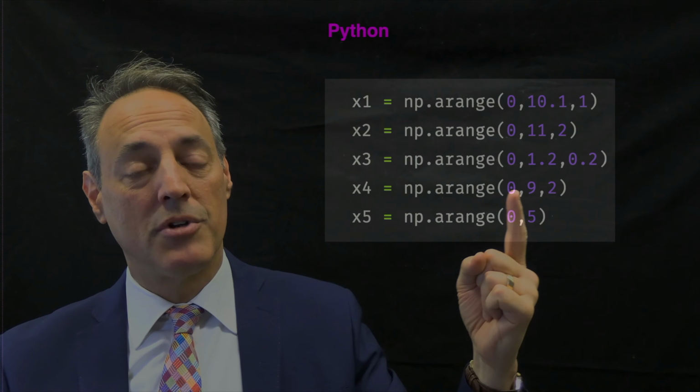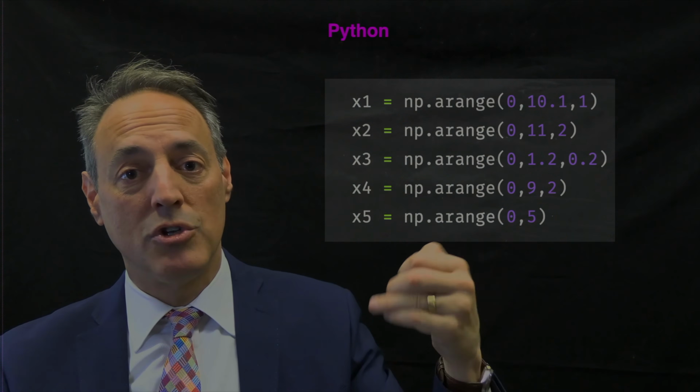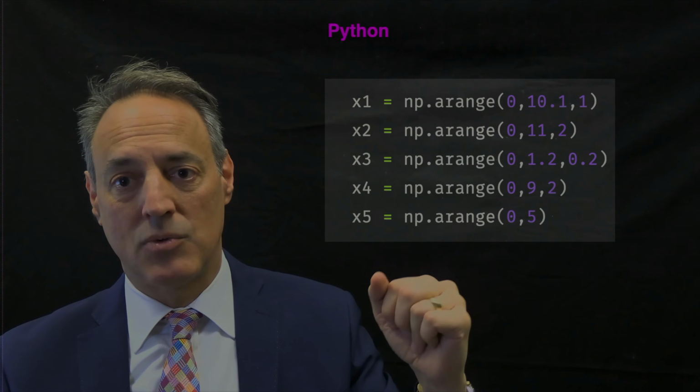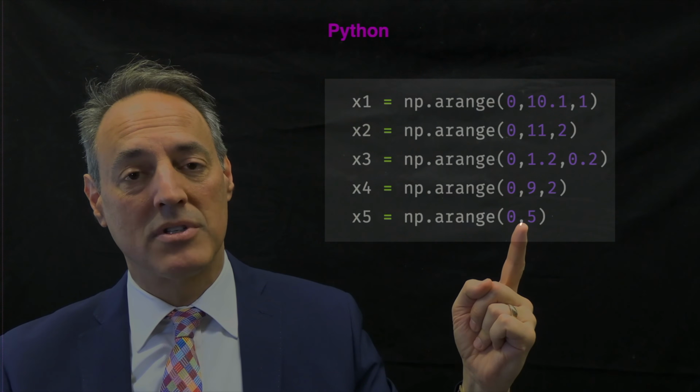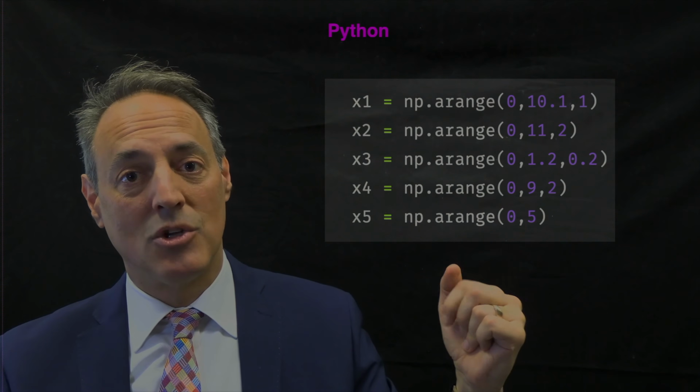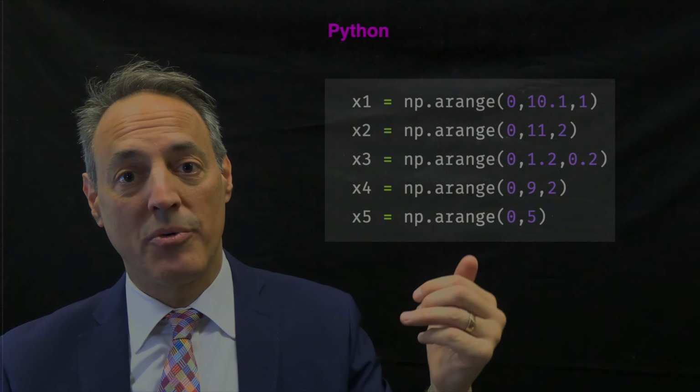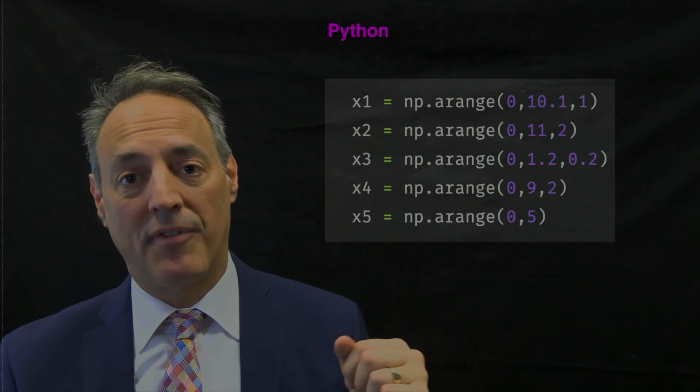Fourth one here, 0 to 9 in steps of 2. So it's 0, 2, 4, 6, 8. That's what that will generate. And again here, 0 to 5. This will go from 0 to 5 in steps of 1. So it goes 0, 1, 2, 3, 4. It won't include the 5.